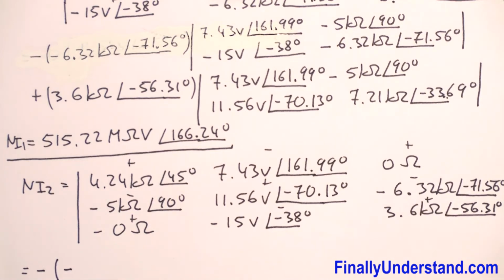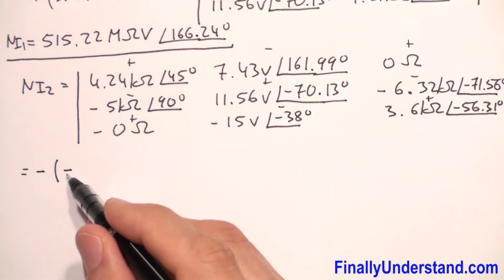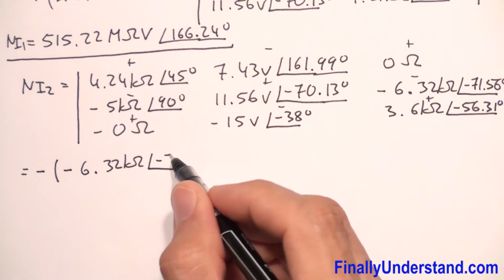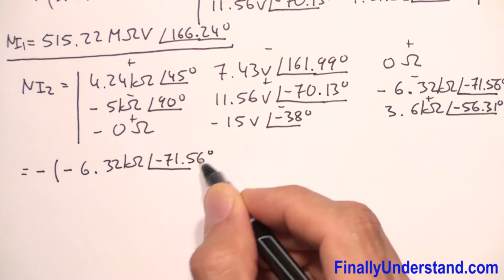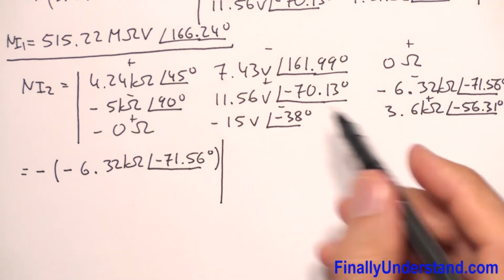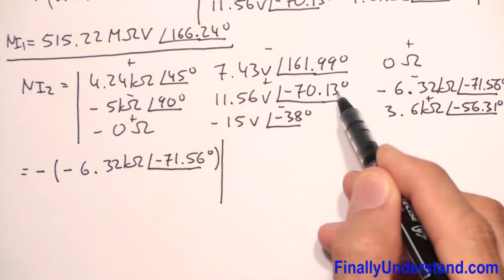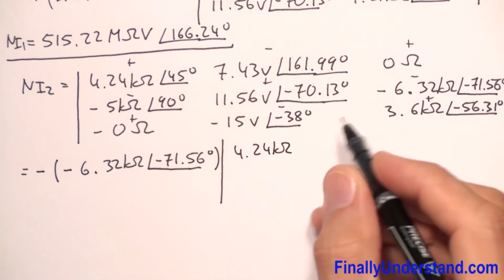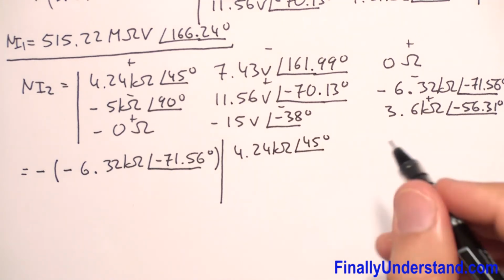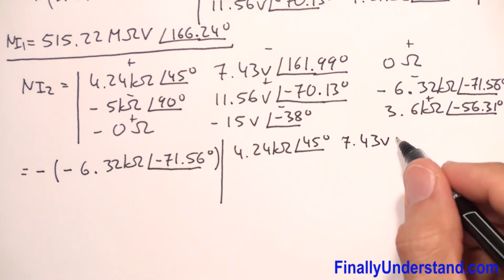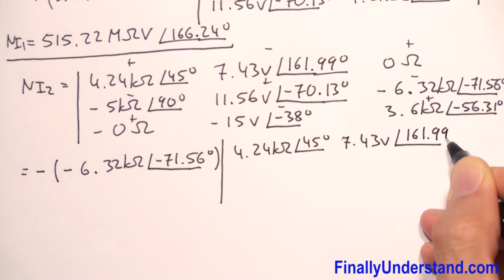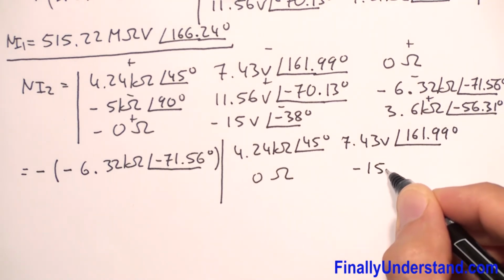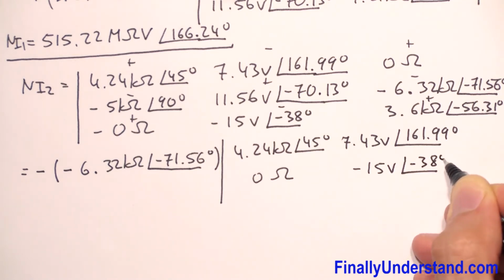The first negative is from the top. So I have negative times negative 6.32 kilo ohms, an angle of negative 71.56 degrees. And remember, I cannot use any value from this row and this column. That's why I'm going to write over here 4.24 kilo ohms, an angle of 45 degrees, and I have 7.43 volts, an angle of 161.99 degrees, and I have 0 ohms, and I have negative 15 volts and angle of negative 38 degrees.